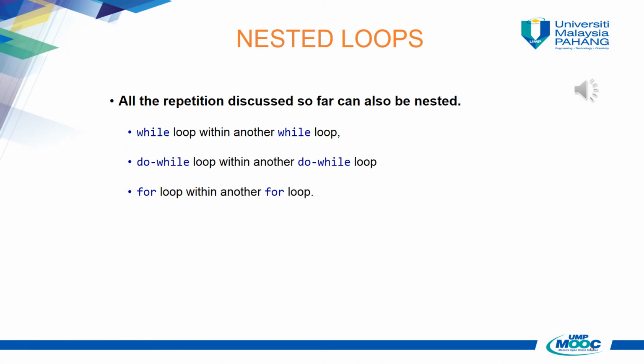All of the repetitions discussed so far can also be nested. This means a while loop can be applied within another while loop, a do-while loop can be used within another do-while loop, and a for loop can also be placed within another for loop. Additionally, all of the loops can also be used with other loop structures, for example while with do-while or even with for loop and vice versa.